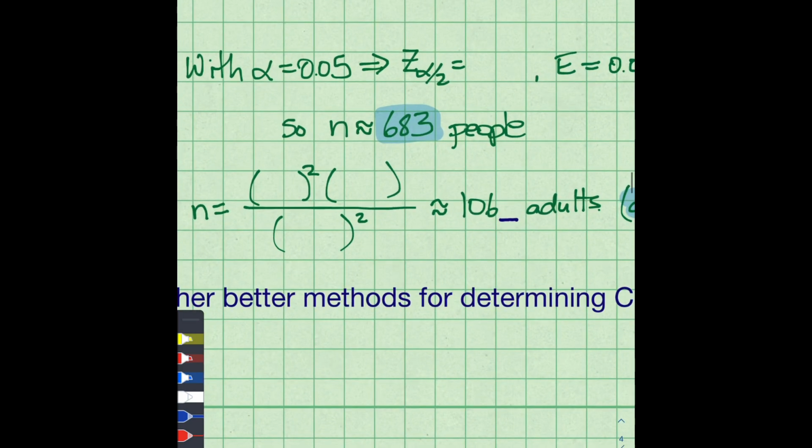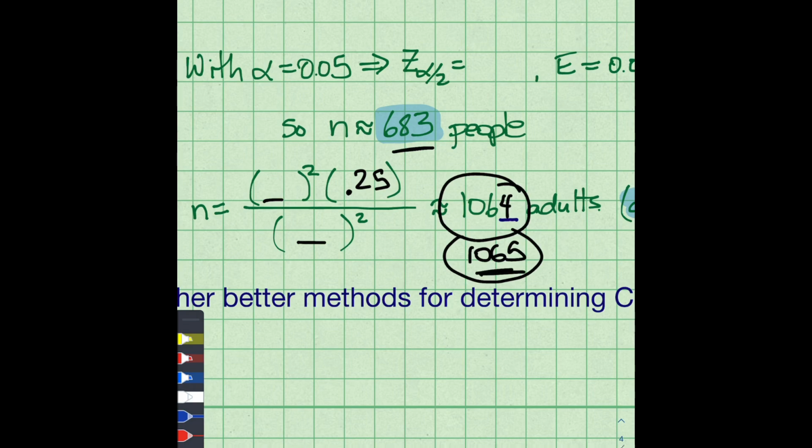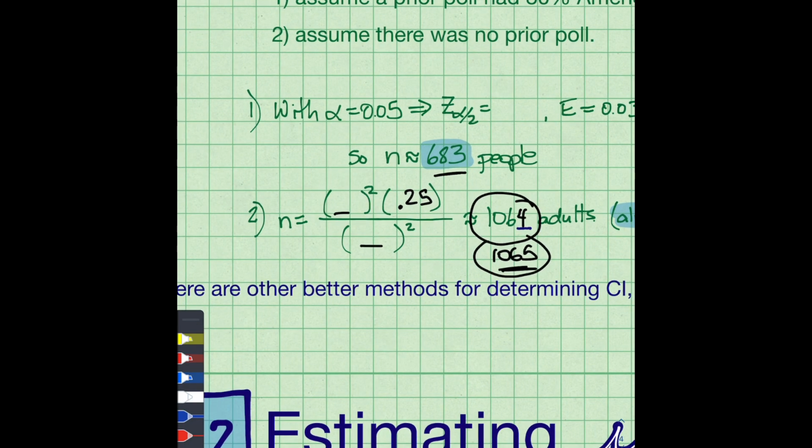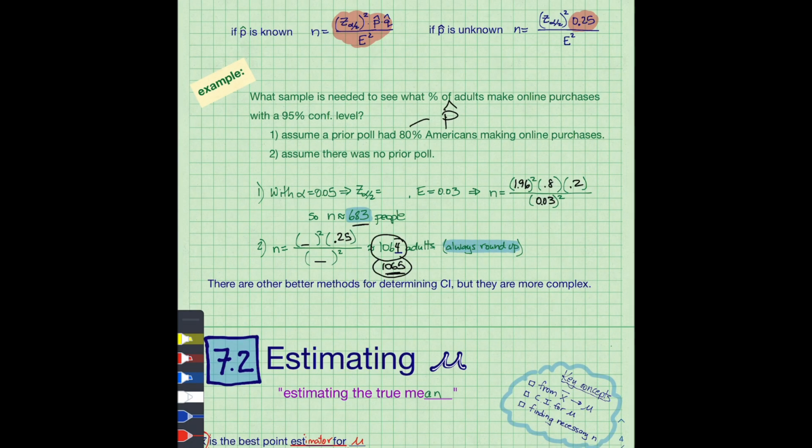Again, if you don't know the proportions, then we would just replace those two proportions with 0.25. And the z-score and the error still stay the same. And I think, I'm not entirely sure, we get something like 1,064 or 1,065, I forget what the number was, doesn't really matter. But note that this is larger than that, because in the previous example, we knew what the proportion was. Here we're assuming a worst case scenario. The worst you're going to need is 1,065. All right?